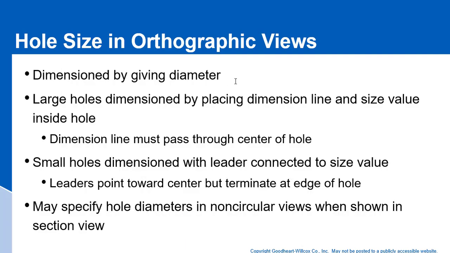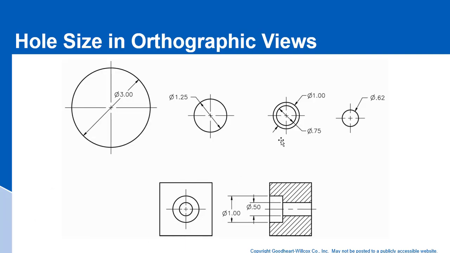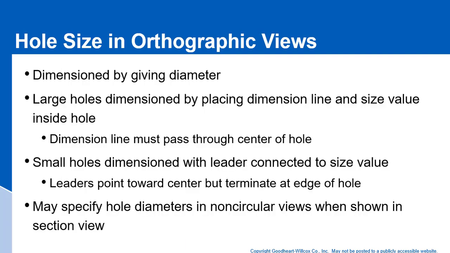Okay, so dimension by giving the diameter. Large holes are dimensioned by placing dimension lines and the size value inside the hole. Dimension lines must pass through the center of the hole. Small holes are dimensioned with leaders connected to the size value. Leaders point towards the center, but terminate at the edge of the hole. That is this one here. Leaders pointing towards the center, but it terminates at the edge of the hole.